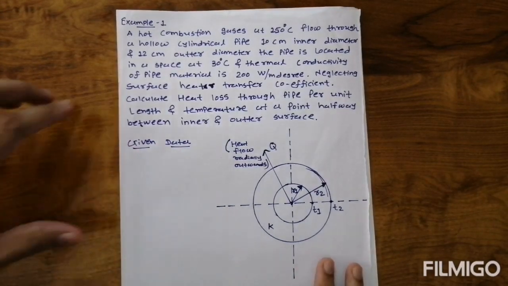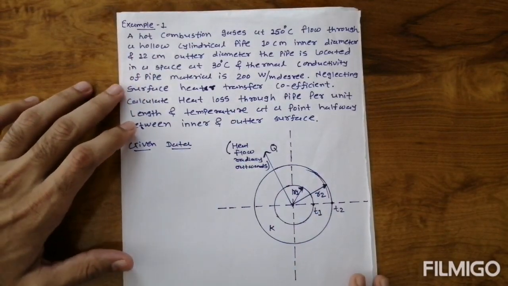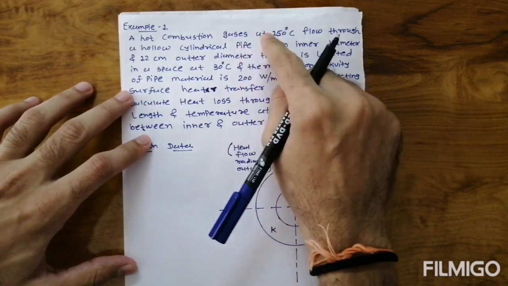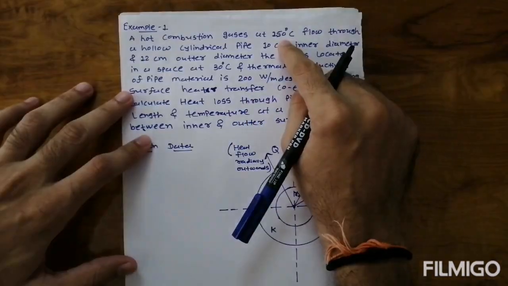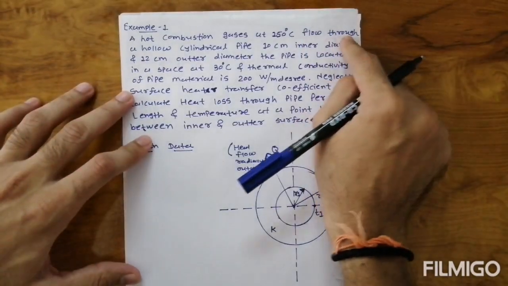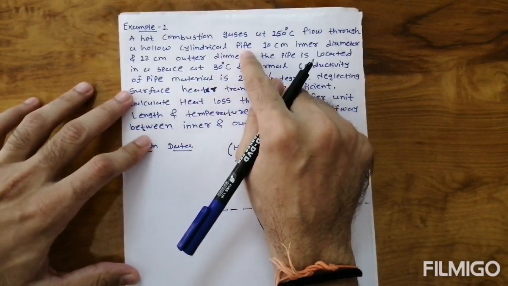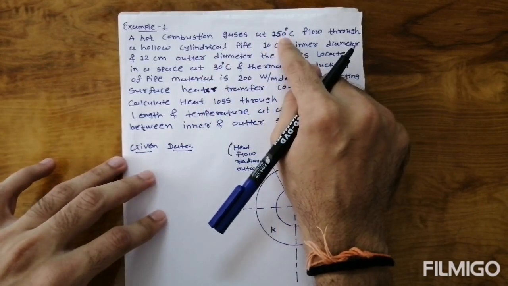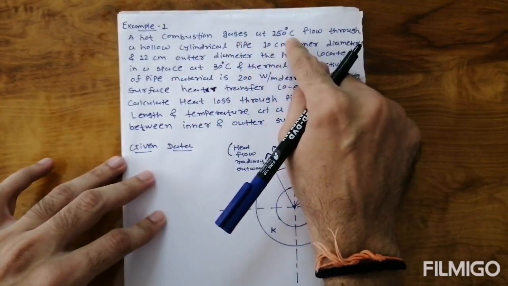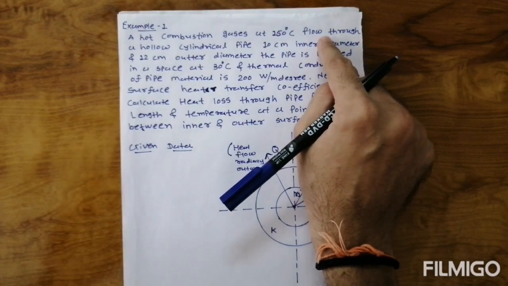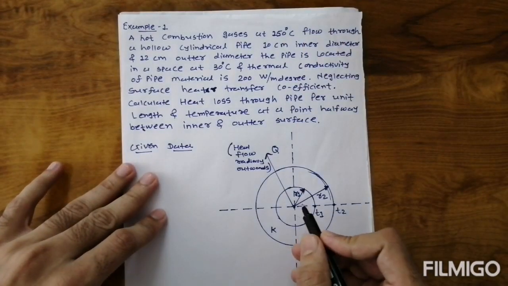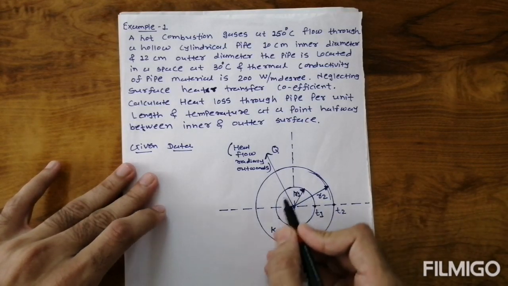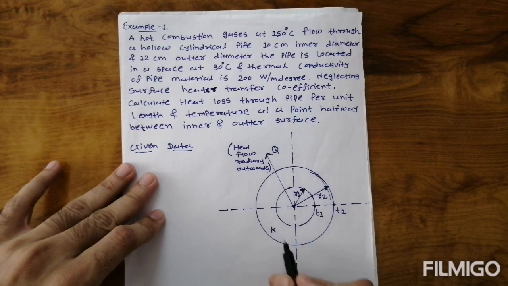Okay, now we are going to discuss example first. Hot combustion gases at 150 degrees Celsius flow through a hollow cylindrical pipe. It means a hollow cylinder is given, and the hot combustion gases at 150 degrees Celsius flow through the hollow cylinder, inside it. So we just consider one hollow cylinder.